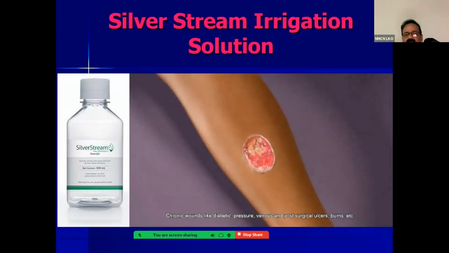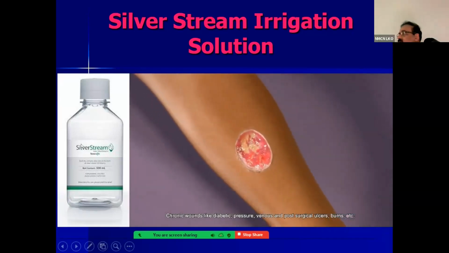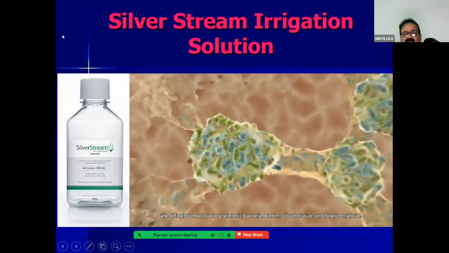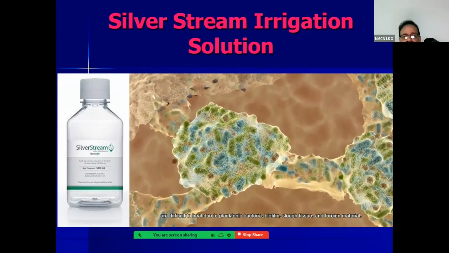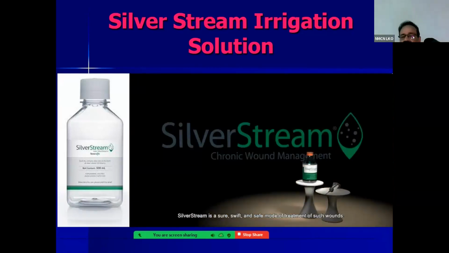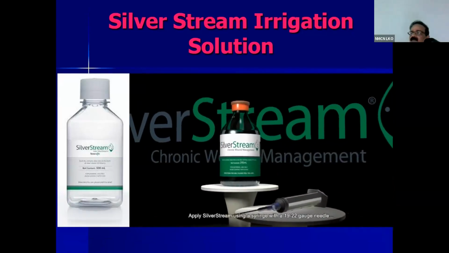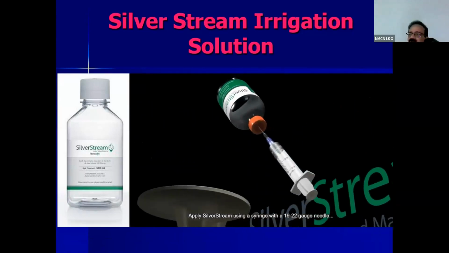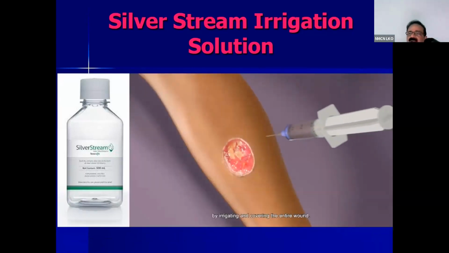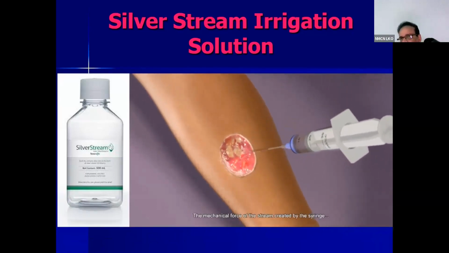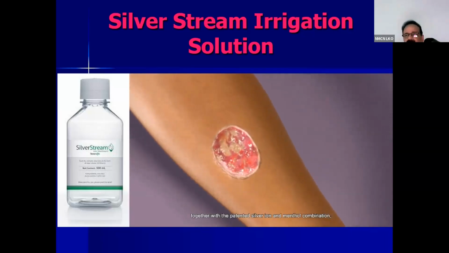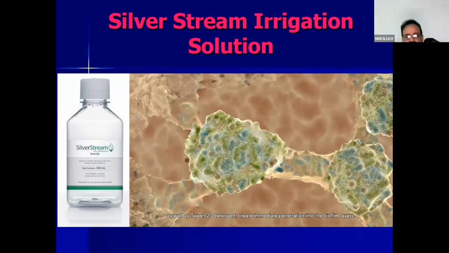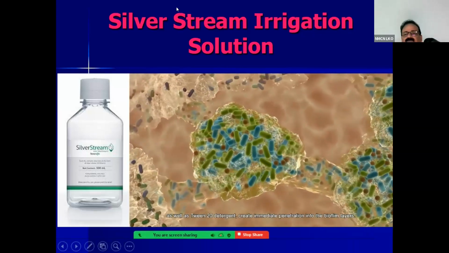Chronic wounds like diabetic, pressure, venous and post-surgical ulcers, burns, etc. are difficult to heal due to planktonic bacteria, biofilm, slough tissue and foreign material. Silver Stream is a sure, swift and safe mode of treatment of such wounds. Apply Silver Stream using a syringe with a 19 to 22 gauge needle by irrigating and covering the entire wound. The mechanical force of the stream created by the syringe, together with the patented silver ion and menthol combination as well as Tween 20 detergent, creates immediate penetration into the biofilm layers.